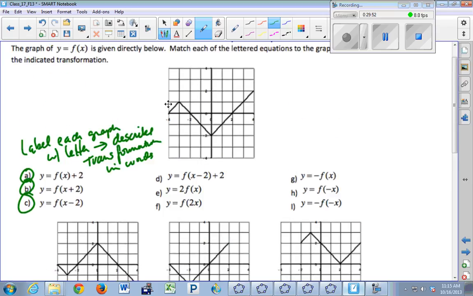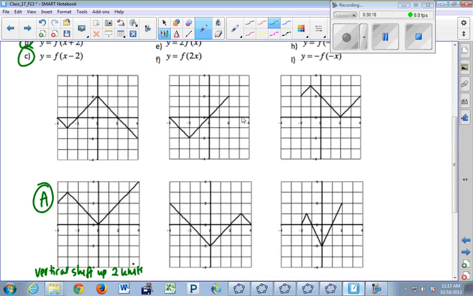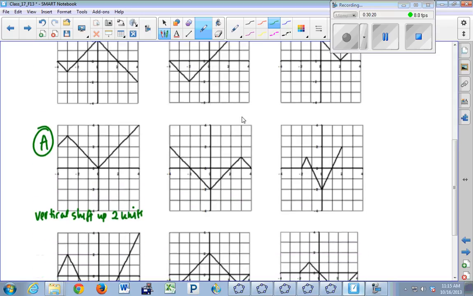What you should do, if you haven't already done this, is you take a couple of key points on your graph. Just pick a couple of key points and move those points in whatever direction, up or down, right or left, that you're supposed to. So I'm looking now for -4, 0. I'm looking for -5, 1. I'm looking for 1, 1. So I'm going to look for that along here.